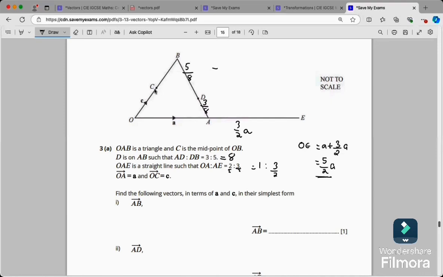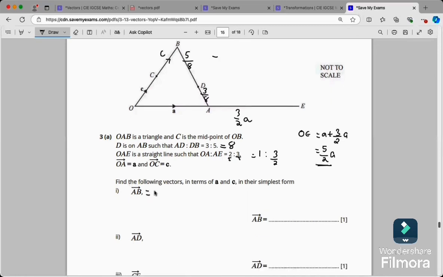If this C is the midpoint, that means CB is also C. Let's find out what is AB. So you need to go all the way from A to O plus C, O to C plus C to B. Since they said here C is the midpoint of OB, it will make the same. So it will become minus A plus 2C, right? So you're going to write it as minus A plus 2C.